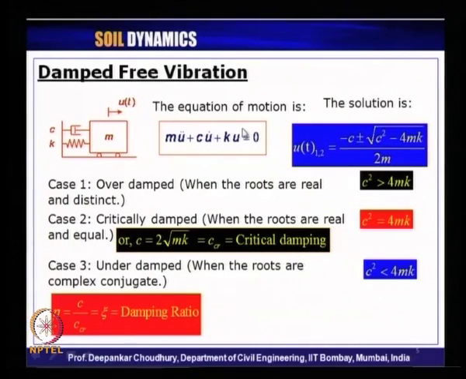So, the equation of motion can be written as, for a linear model for damped free vibration case, m u double dot inertia force plus c u dot damper force plus k u spring force equals to 0. There is no externally applied dynamic load. So, this is the governing equation of motion. Now, let us look at the solution of this equation of motion.